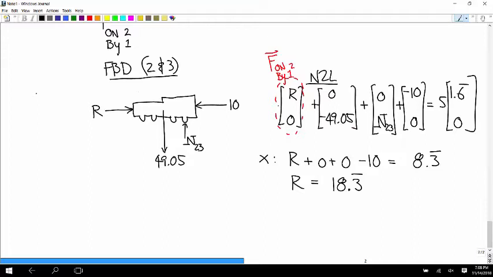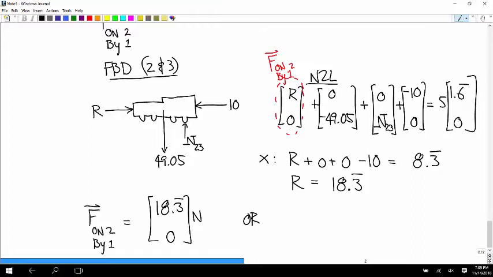And so that means if you plug that back into the force vector, we just didn't know what the value of R was, you get that the force on the 2 by the 1 is equal to 18.3 repeating, 0. Or another way you can think of that is that's in the positive x direction, so you can think of it as going this direction with a magnitude of 18.3 repeating newtons. Okay, so that's one way to do this problem.